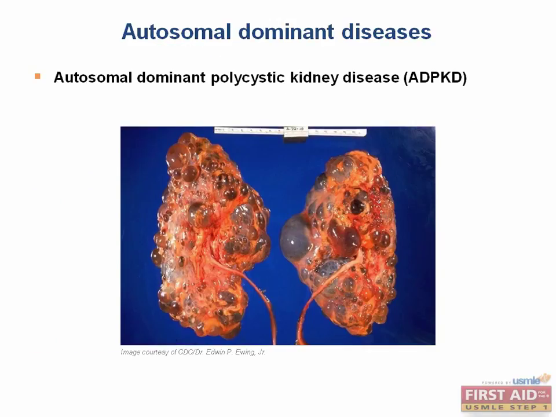Autosomal dominant polycystic kidney disease, or ADPKD, results in bilateral enlargement of the kidneys with multiple cysts, as you can see in this image. Patients present with flank pain, hematuria, hypertension, and progressive renal failure. 90% of cases are due to a mutation in the gene PKD1, and this is also associated with polycystic liver disease, berry aneurysms, and mitral valve prolapse. You can remember that this gene is found on chromosome 16 because there are 16 letters in the words polycystic kidney.